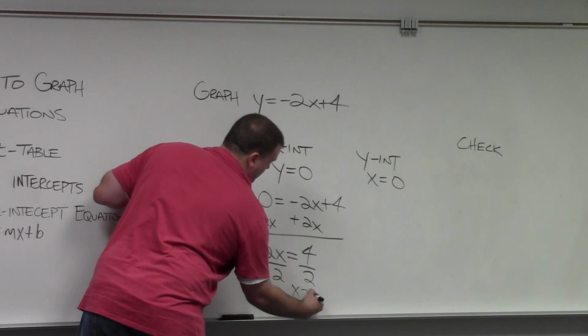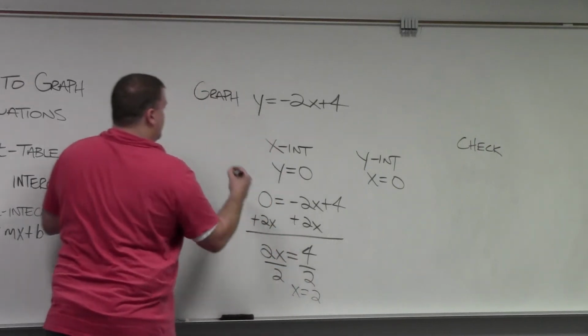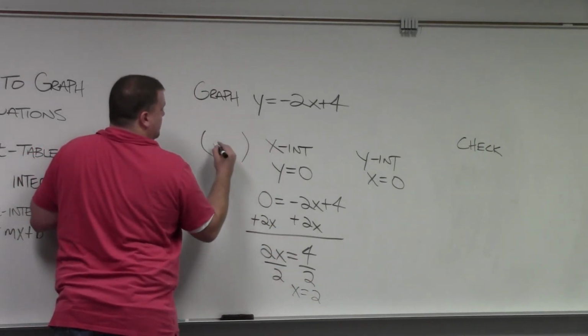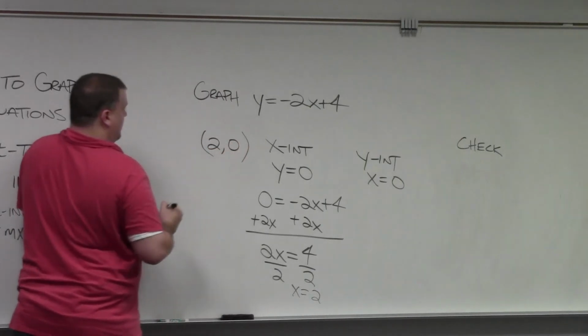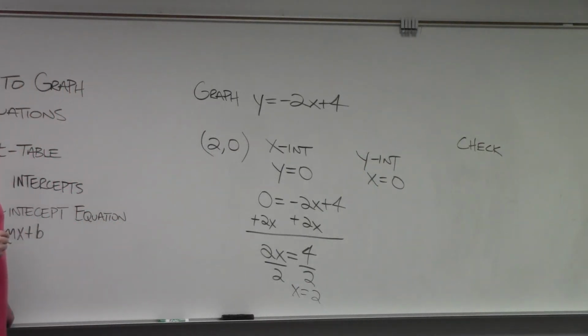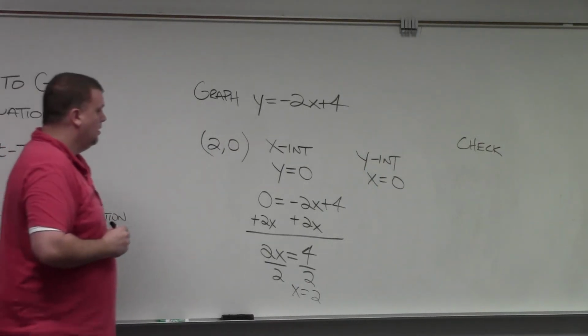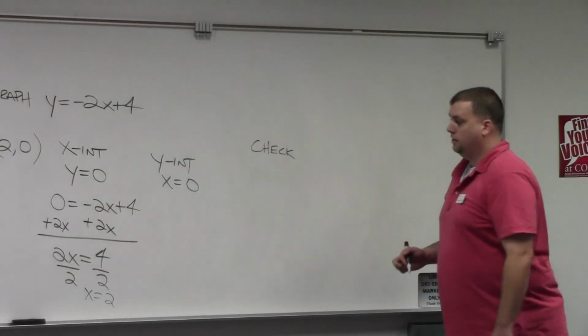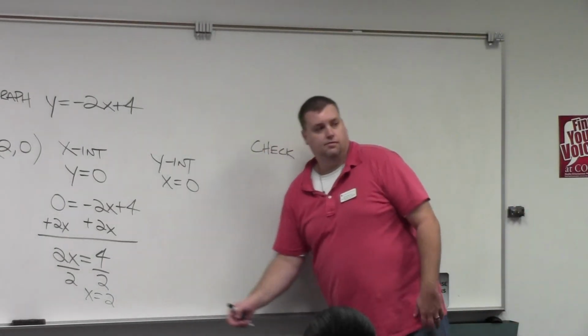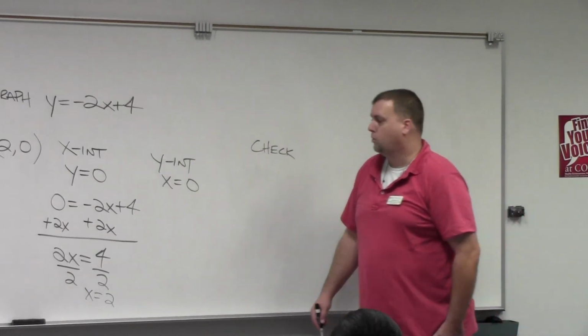So as an ordered pair, my x-intercept is 2, 0. The x goes first. So remember that the y value has to be 0 for the x-intercept. Doesn't x always go first, right? Yes, when you write it together, alphabetical order, x before y.